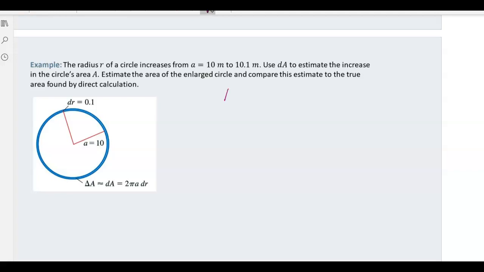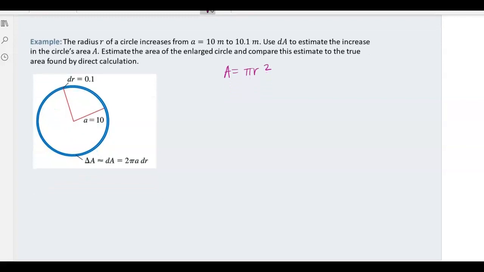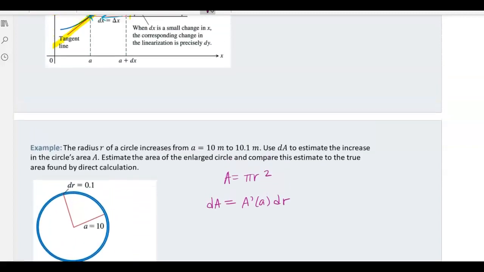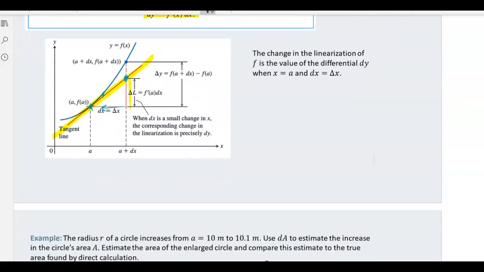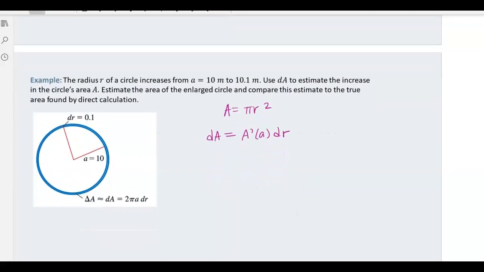So we're going to use the formula A equals pi r squared. And the formula for differentials is going to be dA is equal to A prime of a dr. This is just taking that formula that we had up here and just changing the variables to be A for area and r for radius. In this case, a is going to be 10. And dr, the change in radius, is going to be 0.1.